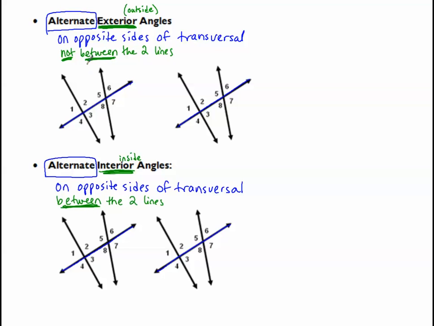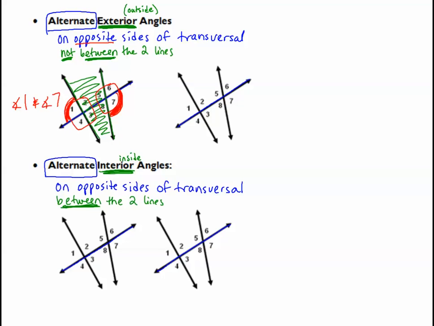So let's look at not between first, the exterior one. Here are the two lines that are being crossed by the transversal. This is what's between or inside the two lines. I'm scribbling those out because I don't want to look at those. If I'm only using the exterior angles, those are the ones not between. Now we have to indicate which ones are on opposite sides of the transversal. So if I look at this intersection right here of four angles, I could pick maybe angle 1, this angle right here. If I pick that angle and look at the transversal, angle 1 is above it. So from the other intersection, I have to pick an angle below it. That would be angle 7. So an example of alternate exterior angles would be angle 1 and angle 7 from this picture.